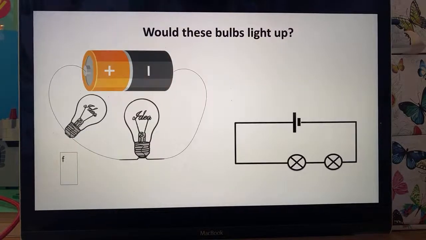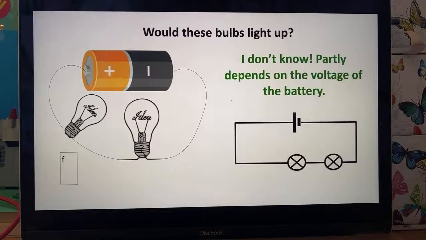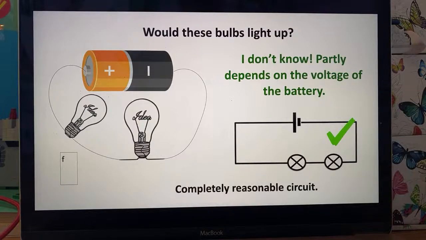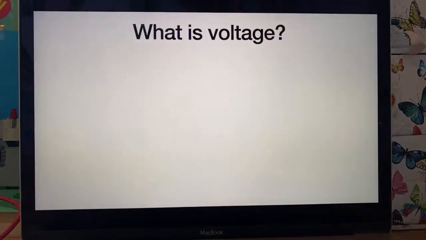And finally, well, this leads us nicely to our subject today. I don't know if this battery would light up 2 bulbs, because partly it depends on the voltage of the battery. And this is a good circuit diagram. Well done if you drew that. 1 battery, 2 bulbs, jobs are good. But yeah, we can't say if it's going to light up. We need to talk about what voltage is.